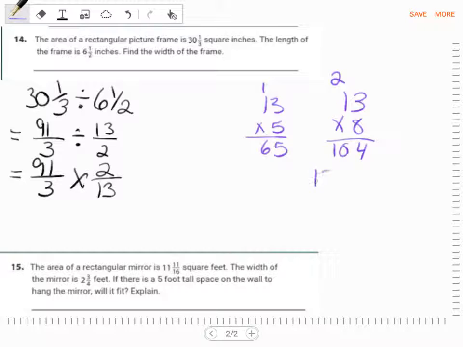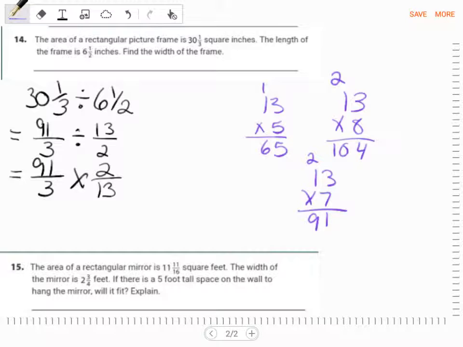Let's go down one. Let's try 13 times 7. 7 times 3 gives you 21. Carry the 2. 7 times 1 gives you 7. Plus the 2 gives you 91. Oh, look. Okay, so 13 does go into 91 7 times.